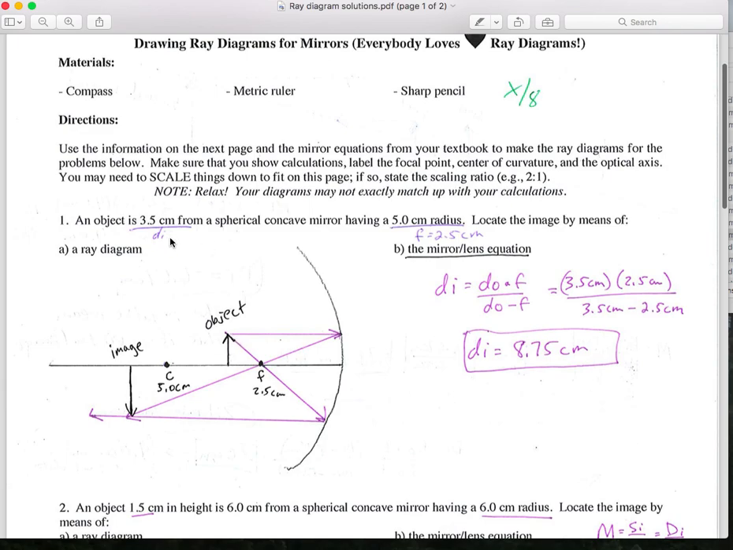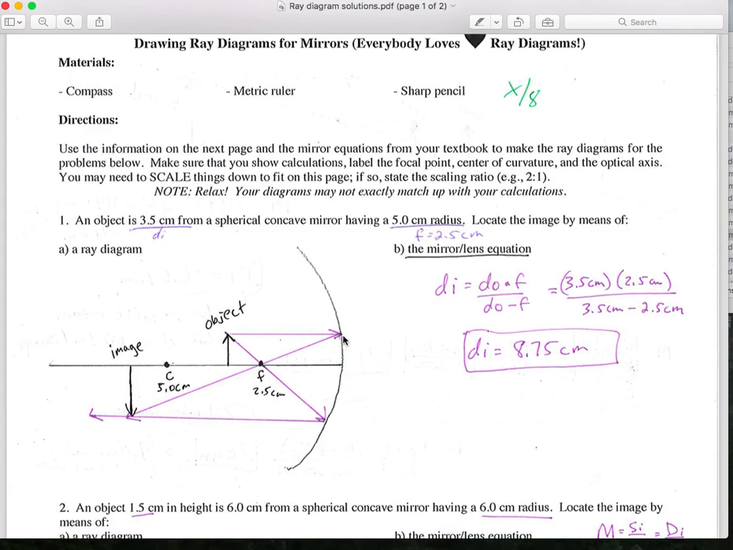So it said the object was 3.5 centimeters from the spherical mirror, and it had a 5 centimeter radius. So the radius is the center of curvature. That means the focal point is half that distance. So 5 centimeters here, 2.5 centimeters here. Got a compass out and drew that. You can tell, not that great. So the object is here.